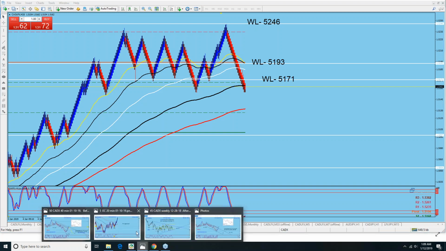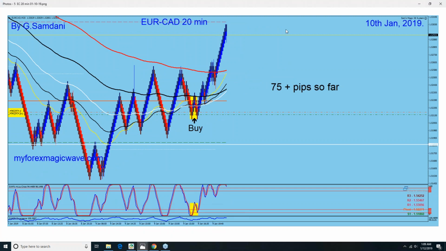That's the question. So let's go take a look at this. That was on the 8th, the first chart I made on the 8th, and this is on the 10th. I had an opportunity, EUR-CAD going up. I did almost 100 pip, 75 pip, right, from entry all the way to the upside.